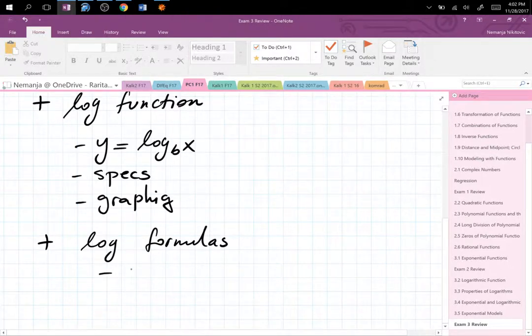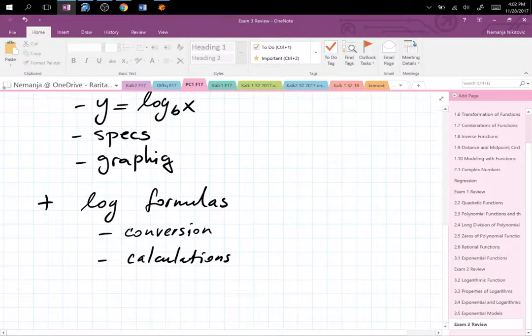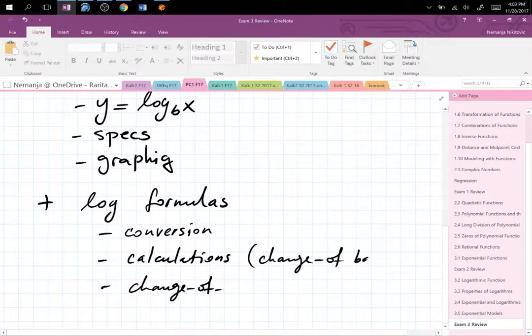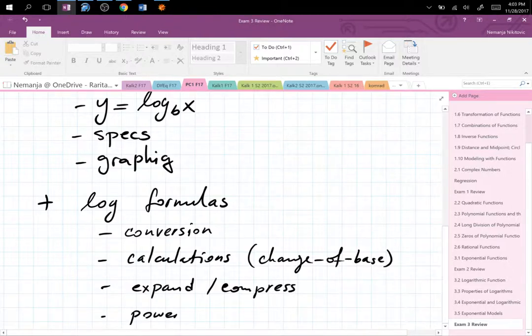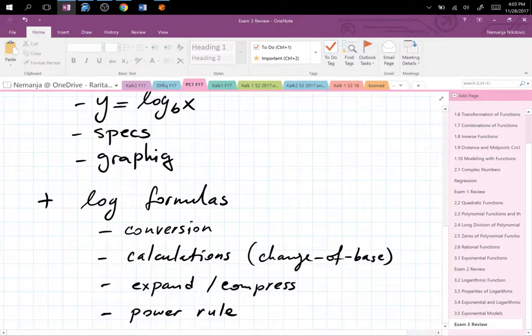Now, under log formulas, we have conversion, we have calculations, we have change of base. Oh, actually, no, that's here. We have the expand, compress, the power rule, right? All that stuff under log formulas.